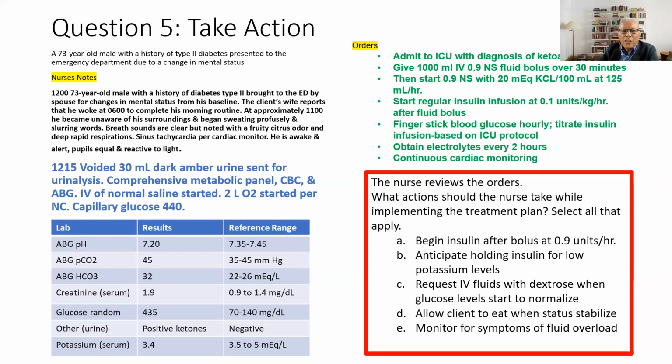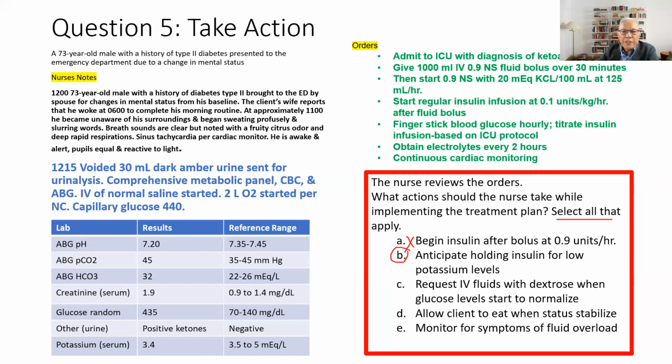So over here, what are we going to do? Select all that apply, it says. Begin insulin after the bolus of 9 units per hour. What did we say should happen first? You should hydrate the patient first, correct? So this would be incorrect. Should we anticipate holding insulin for low potassium levels? Yes, we already explained that we have to do that. So this would be correct.